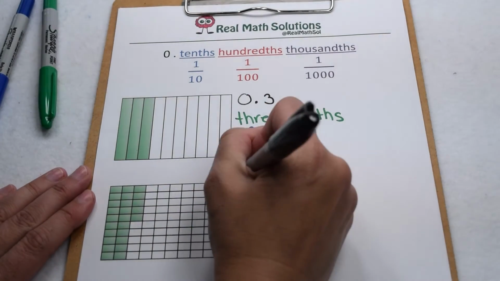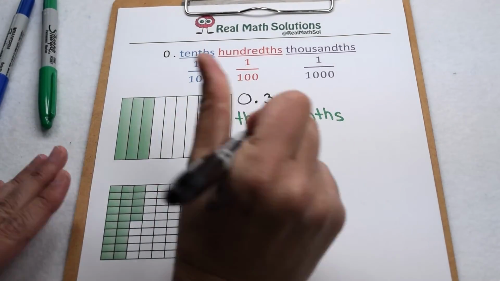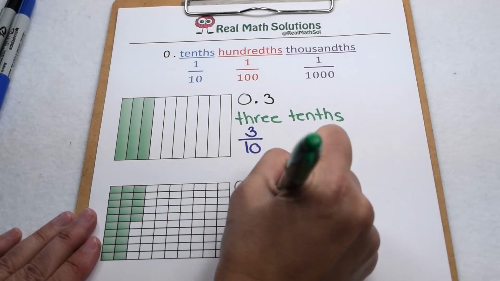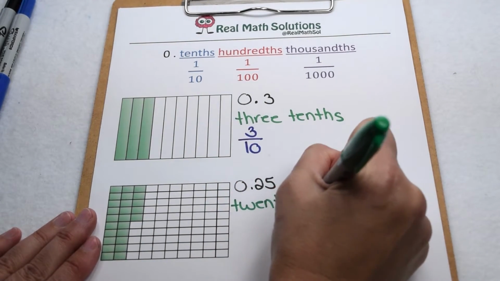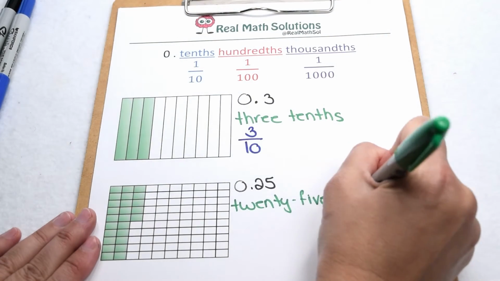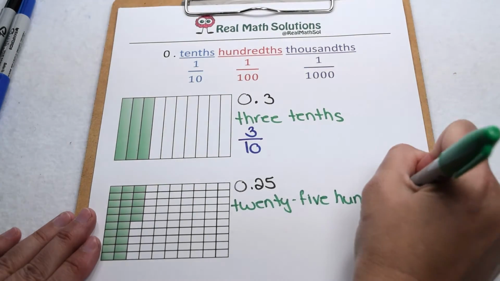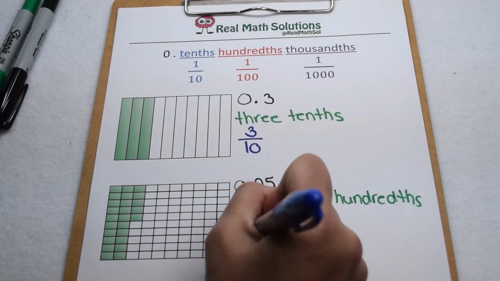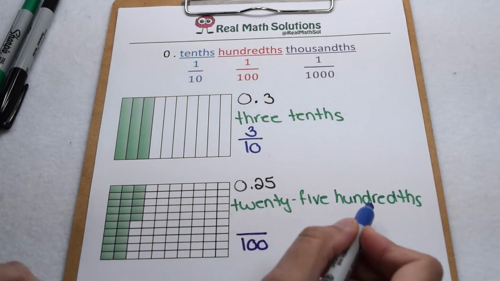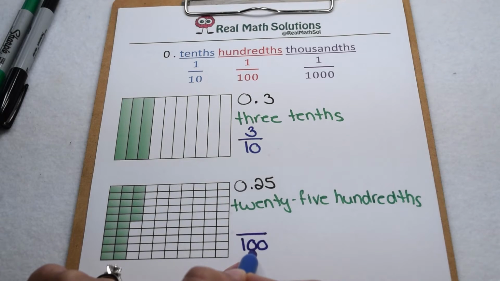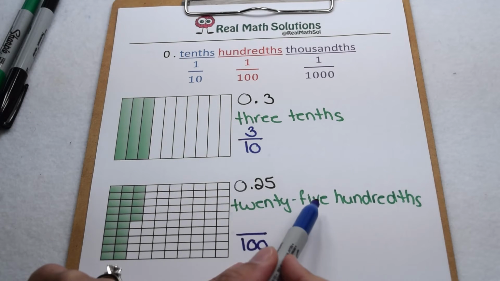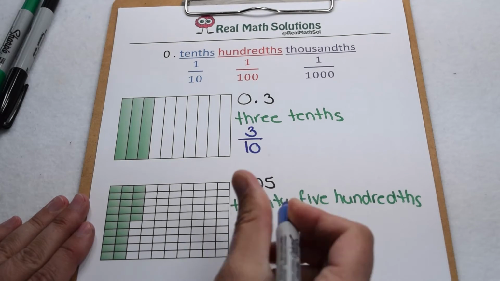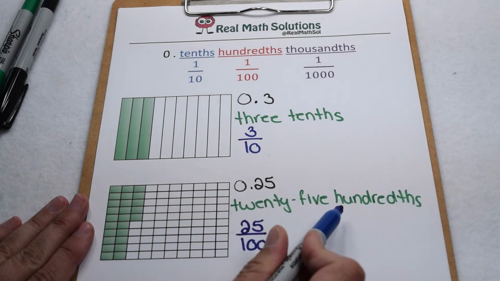Here on our hundredths grid, we have the decimal 0.25. If we read that aloud in word form, we have 25 hundredths. To write that in fraction form, we can start with the place value. The place value is going to be our denominator. So we have a denominator of hundredths, so that's a denominator of 100. The numerator is going to be our number, 25. So in fraction form, we have the fraction 25/100.